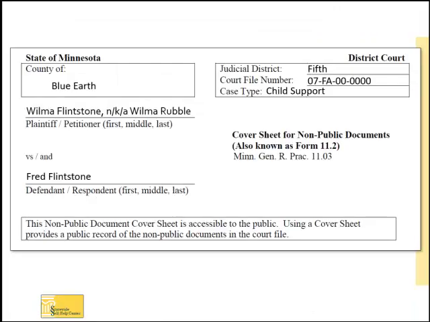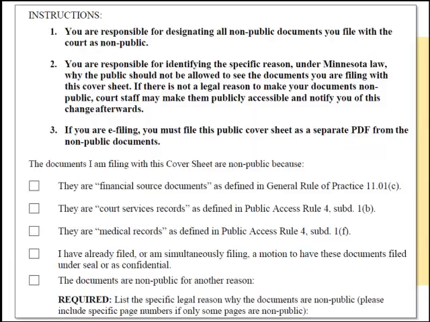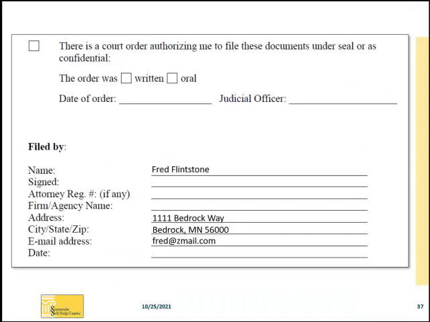The final form you have to complete is the cover sheet for non-public documents. Fill out the caption of the form the same way you did on your other forms. Check the box for the type of documents you are attaching, which will most likely be financial source documents. In our example, Fred is attaching his unemployment checks from April 2020 to September 2020 as proof of his income, so he has checked the box where they are financial source documents. At the bottom of page 2, fill in your name, street address, city, state, zip, and email address. Sign and date the form. You do not have to fill in the attorney registration number or firm name lines.